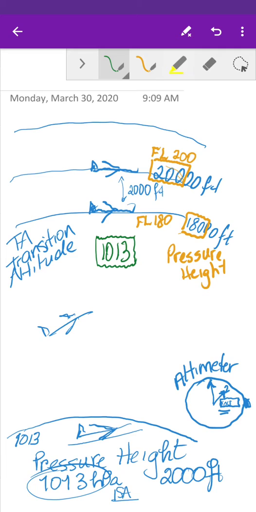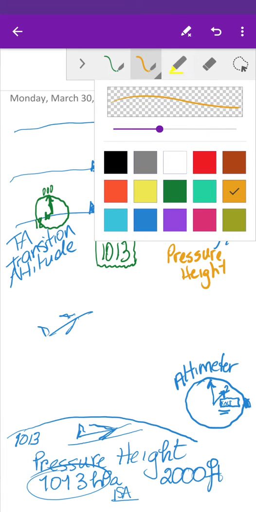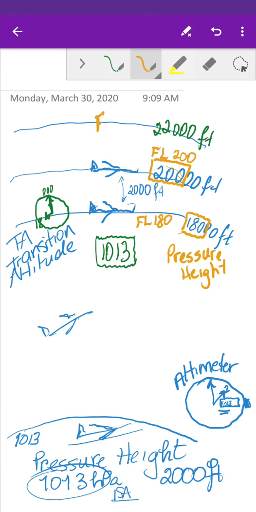So if we see 18,000 feet, that is flight level 180. At 22,000 feet, you can see what flight level that will be. At 22,000 feet, that's flight level 220.